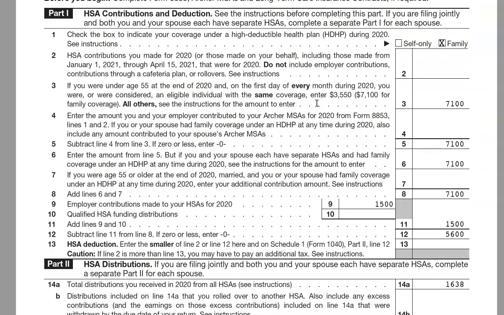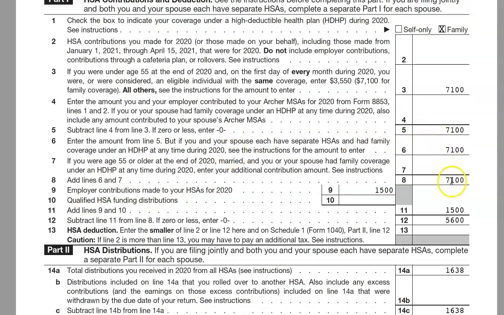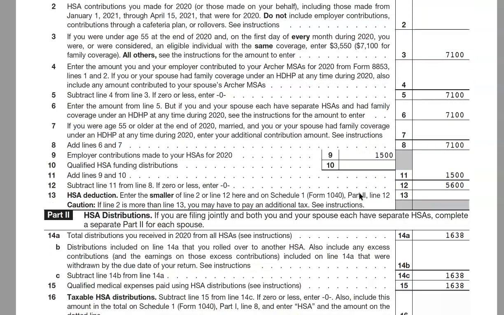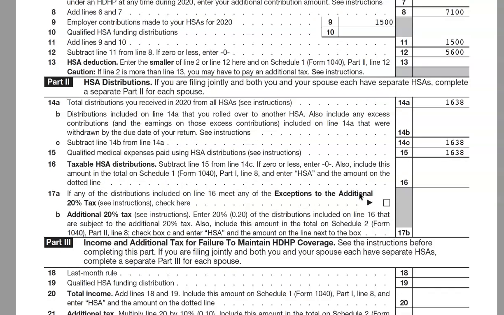Then we have $1,500, line 9, it's $1,500 from the employer. And since the maximum allowable is $7,100 going in, and $1,500 came from the employer, the maximum amount is $5,600 that could come from the taxpayer. So that's a cap on the HSA deduction, which reduces income. But since the taxpayer didn't put anything in, the taxpayer is not going to get an HSA deduction, is not going to be able to reduce their income.